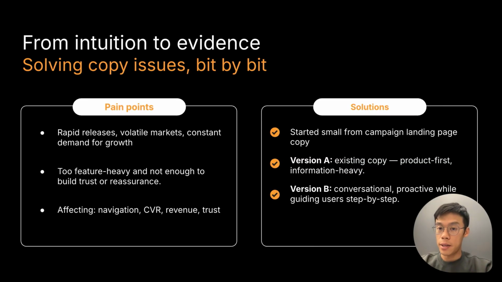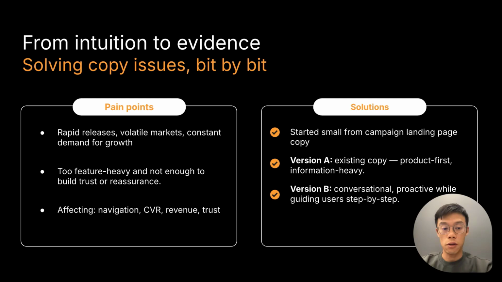And how does it play out in Bybit? From intuition to evidence, we're solving copy issues bit by bit. Before this implementation, there were rapid releases in a volatile market and constant demand for growth. Because everything was very growth-focused, the copy was too feature-heavy and not enough to build trust and reassurance. It was effective at bringing out what the product does, but often taken straight from the PRD without considering whether users understand it. And it's affecting our bottom line, such as navigation, CVR, revenue, and also intrinsic value like trust.